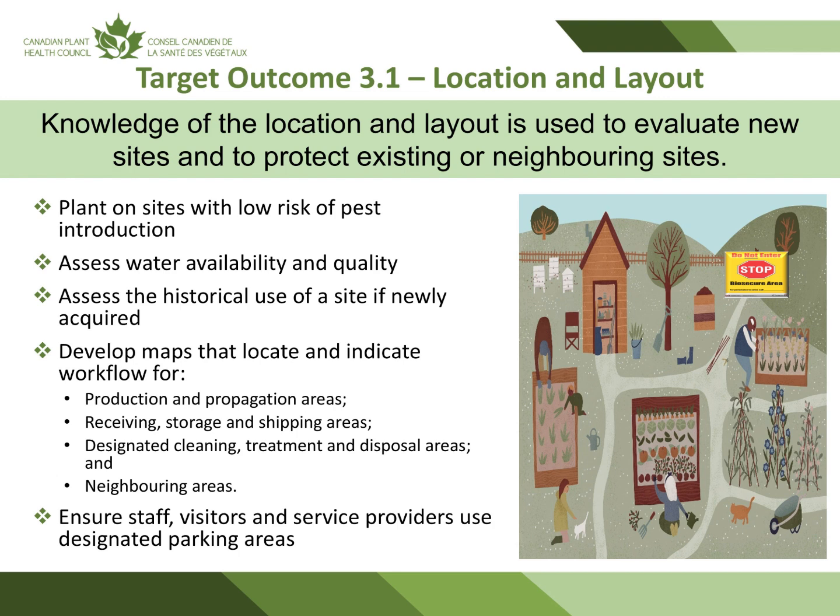Developing maps that locate the production and propagation areas, receiving, storage, and shipping areas, designated cleaning, treatment, and disposal areas, and neighboring areas. The flow of plant material should be described on this map, and production and propagation areas should be considered areas of higher risk for pest introduction.